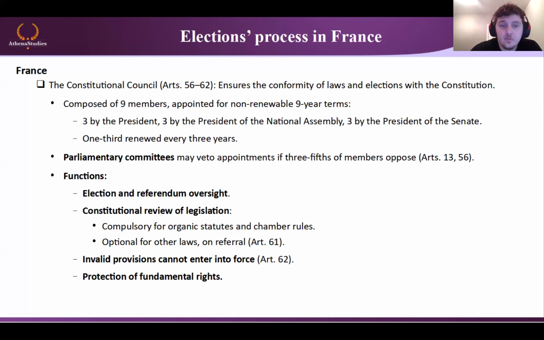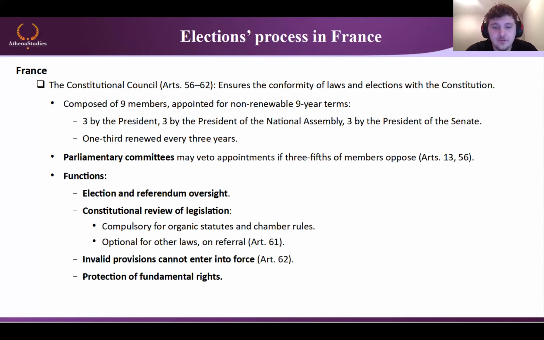And so what are the functions of the Constitutional Council? Well, it's election and referendum oversight. So it's not in charge of the referendum, but it looks at how it's processed. Then there is the constitutional review of legislation, so it reviews legislation to make sure that it is compliant with the Constitution. Invalid provisions cannot enter into force, and of course it protects fundamental rights.